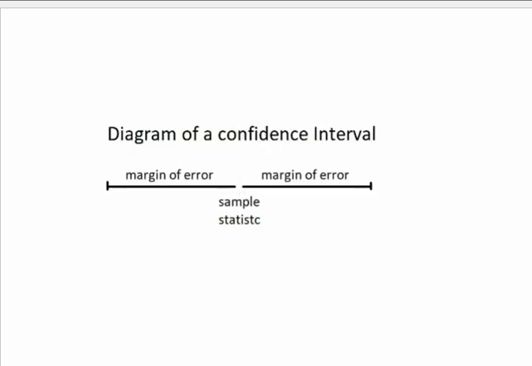I said that to create a confidence interval, you take a sample statistic and you add and subtract the margin of error and you get two endpoints. Since you're adding and subtracting the same number from the sample statistic, you get two endpoints that are the same distance from the sample statistic. This point and this point are the same distance from the sample statistic, and the sample statistic ends up right at the center of the confidence interval.